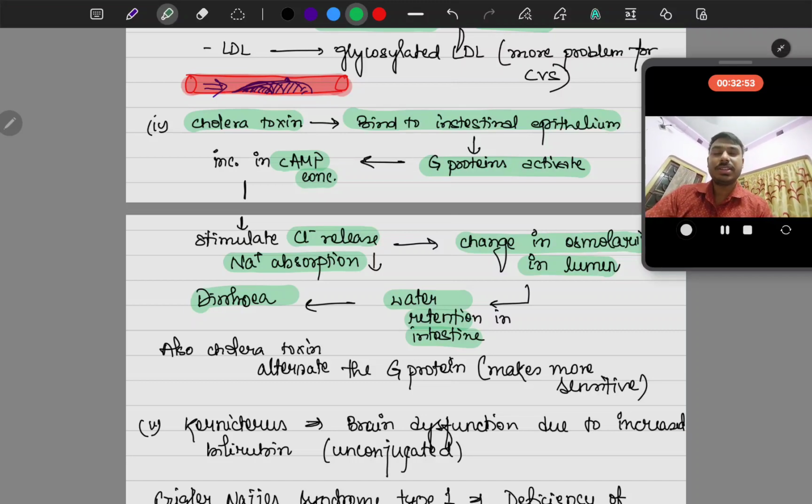How does it alter the G protein? It makes it more sensitive, so at a lower concentration of G protein activators and the cholera toxin, the G protein gets easily activated and the whole process takes place, and more diarrhea will occur, and more water loss and ion loss will occur. So the main treatment includes ORS treatment, and the bacteria has to be removed.